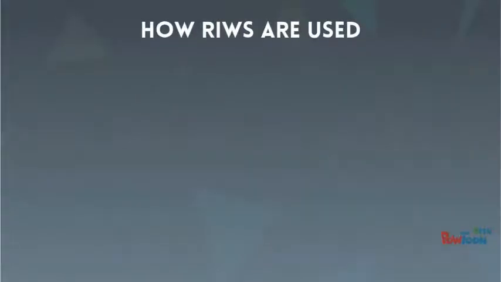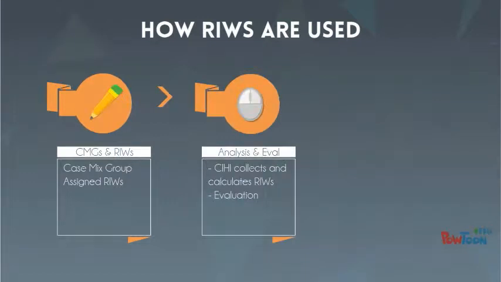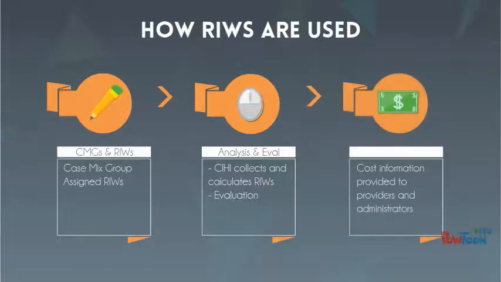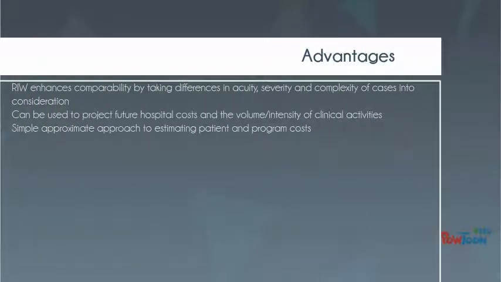Let's look at how RIWs are used. Case mix groups are assigned RIWs to measure the resources that are typically required for the case. CMI collects and calculates RIWs, and these measurements are used for evaluation purposes. Cost information can then be communicated to physicians and other healthcare providers to help ensure that they are aware of how the resources of the hospital are being used. One of the main advantages of using RIWs as a unit measurement is that it enhances comparability by taking differences in the acuity, severity, and complexity of cases into consideration.